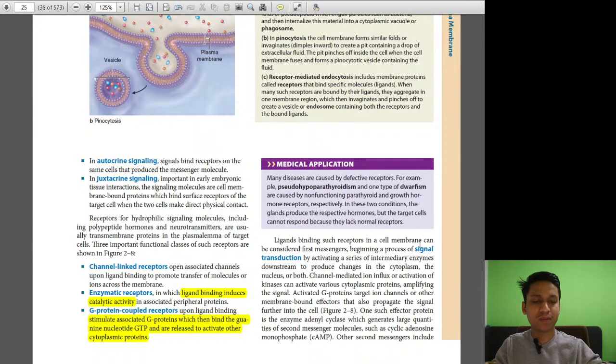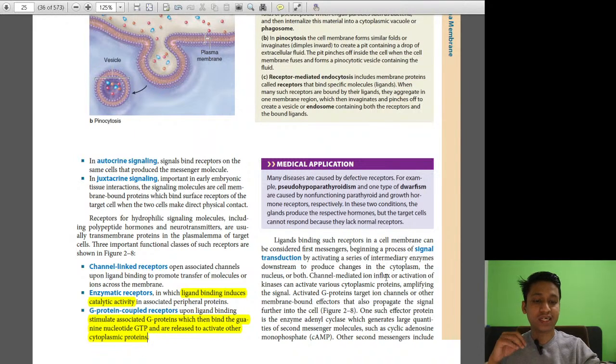Ligand binding to such receptors in the cell membrane can be considered the first messenger, beginning a process of signal transduction by activating a series of intermediary enzymes downstream to produce changes in the cytoplasm, the nucleus, or both. So this type of ligand will be responsible for the signal. What does this signal do? They stimulate an enzymatic activity, resulting in cytoplasmic changes or changes in the nucleus, or both together. So this is how a signal is produced, how it's transferred, how it's received at the receptor, and how the changes take place in a cell.